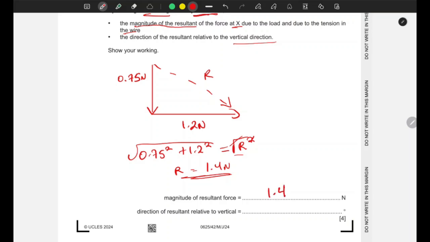Now they asked us to find the direction of the resultant relative to the vertical. What they mean is that we have to find the angle of the resultant to the vertical axis. This angle is between the horizontal line and the resultant force, so this is not what we're talking about. This is the angle between the vertical axis and the resultant force, so we just have to find this angle. For now, we can just call it theta. There are multiple ways to find it. We use the trigonometric ratios, or basically SOH CAH TOA.